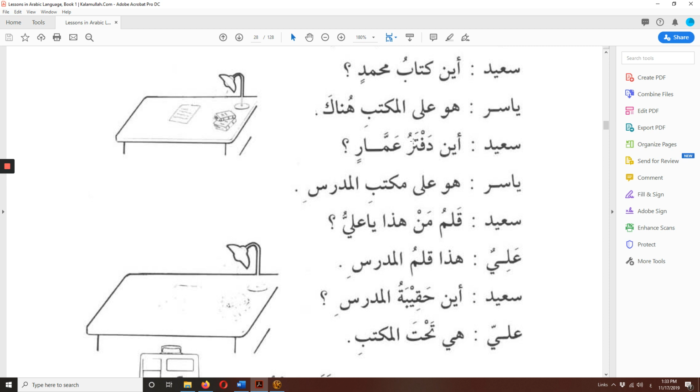Sa'id: أين دفتر عمار؟ Where is Ammar's notebook? Notice here that it's not daftarun, it's daftaru because it's being possessed by who? By Ammar. And so it's going to be Ammarin with kasratain. All right. Yasser says, it, meaning the daftar, هو على مكتب المدرس.